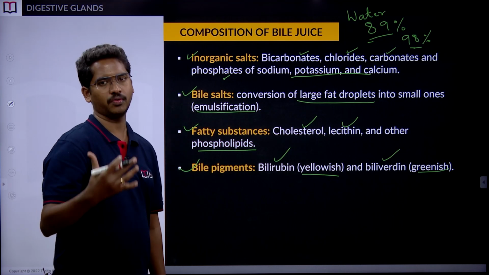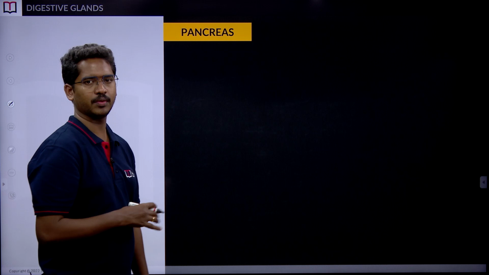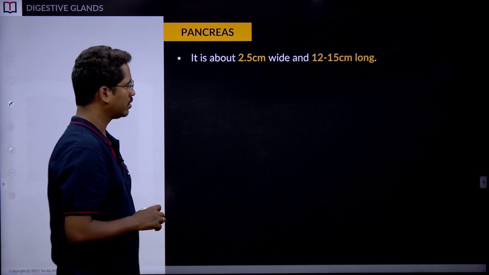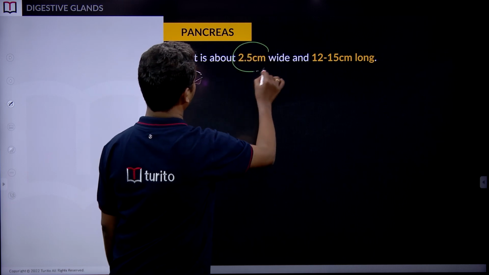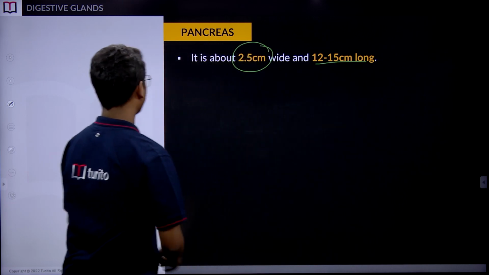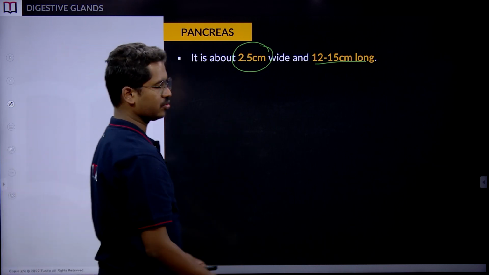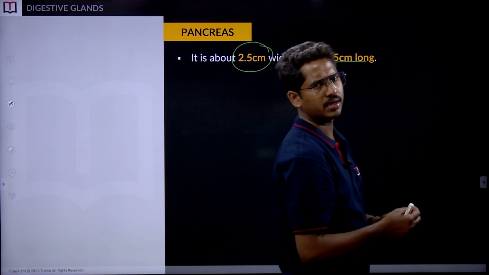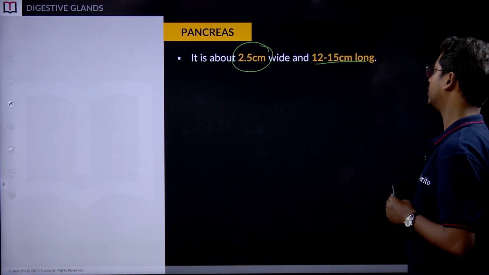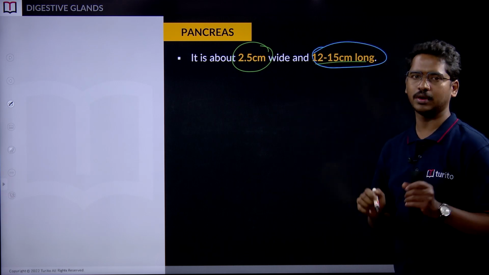Okay, so let us move forward. Now, our discussion does not end there with bile. We will be looking into another structure called the pancreas. Now, it is a 2.5 centimeter wide organ with a length of 12 to 15 centimeter. So, that is what our pancreas is all about, 2.5 centimeter wide, okay, that is approximately 1 inch, and it has a length of 12 to 15 centimeter.